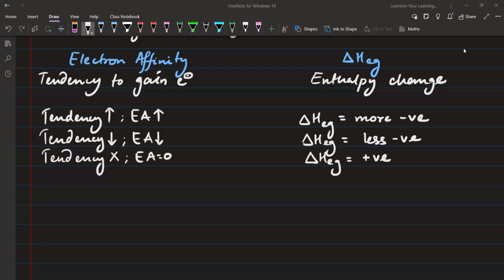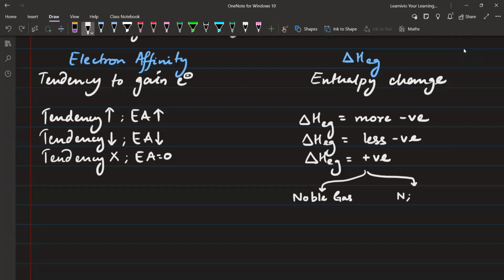Now this positive will be in two cases. Noble gases, obviously, because noble gases have the most stable inert gas electronic configuration, and that is why they will not allow any disturbance in their electronic configuration. Now, another case is where delta H eg is positive, where the tendency to eat electron is zero, and electron affinity is zero, where you have to put energy in order to add the electron.